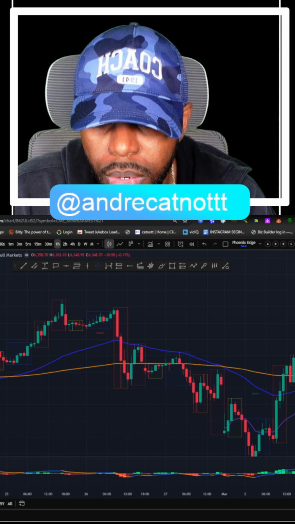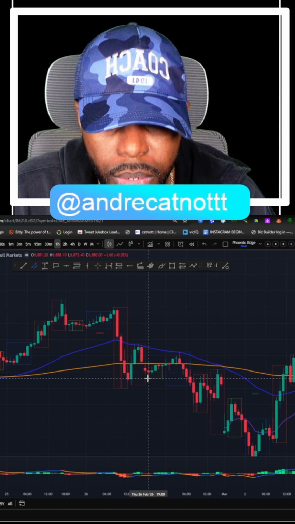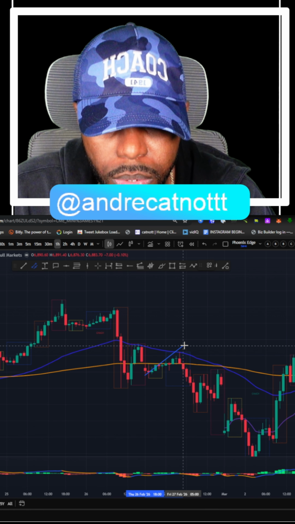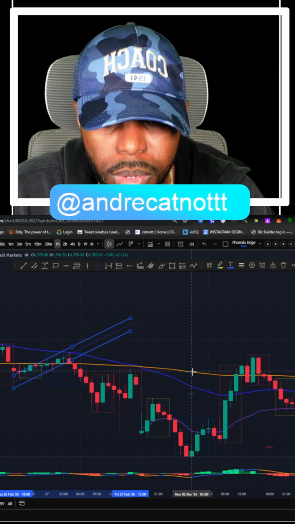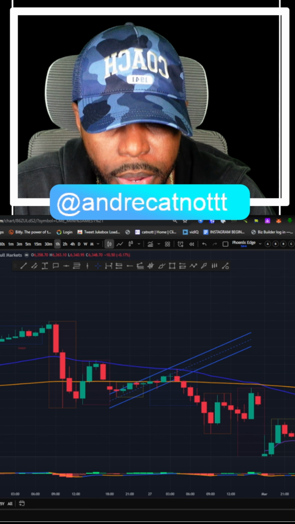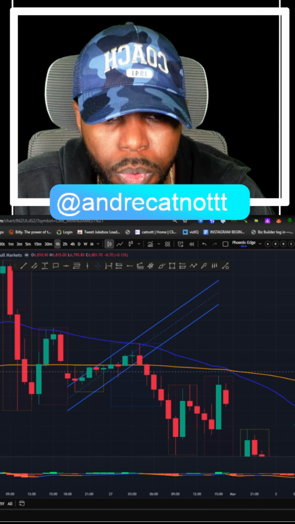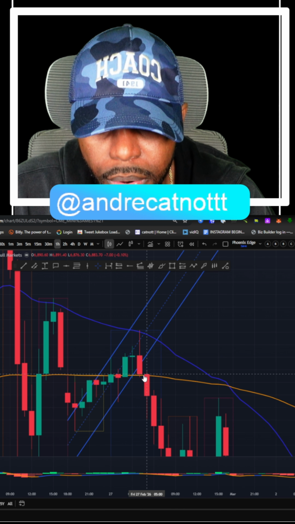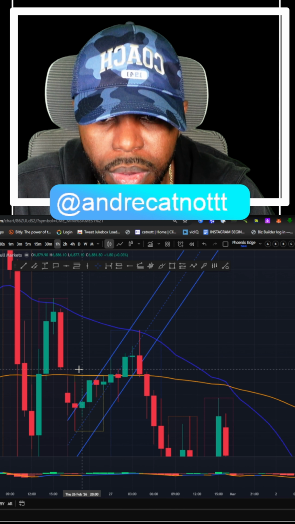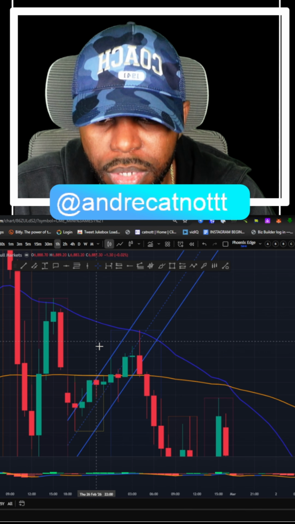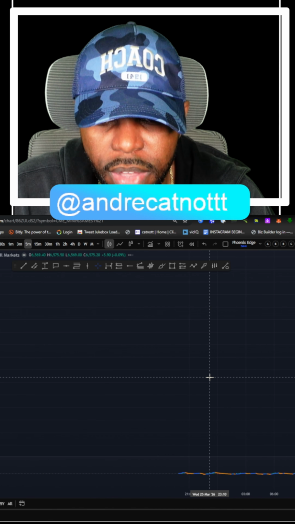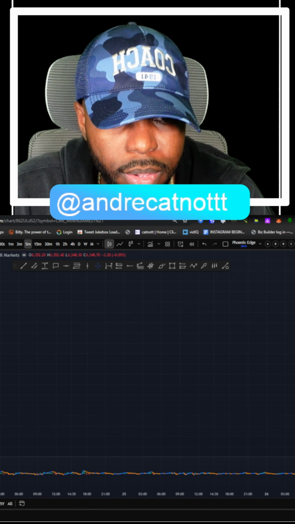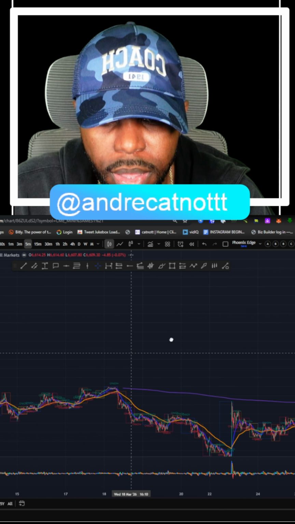Actually, let's do it here because this is like a better one right here. All right, we got a parallel channel, right? Do I see a clear bullish fair value gap? I don't see a clear bullish fair value gap. So we're gonna go ahead and break it down to the 5 minute, see if we can find our setup.